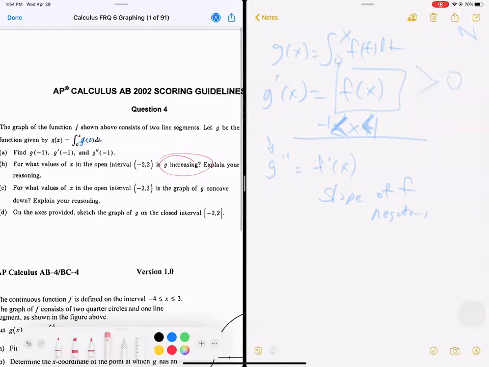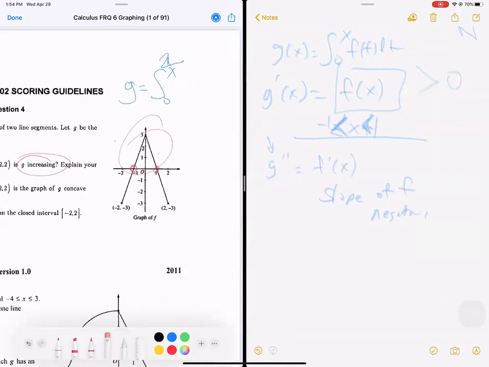So let's go back and look at the graph. When is the slope of f? This is f. Right, this whole graph is f. And we want to say, what is the slope? Well, what's the slope here? And what's the slope here? The slope on the left is all positive, increasing. The slope on the right is all negative, decreasing.